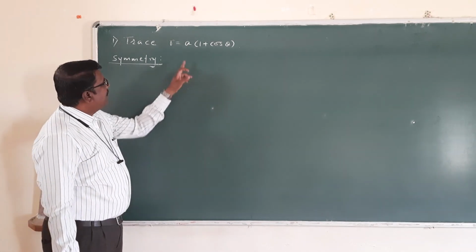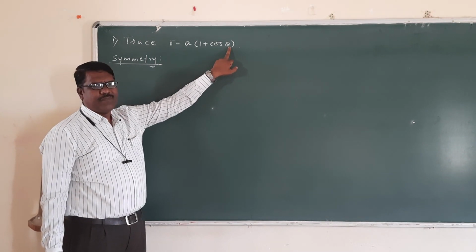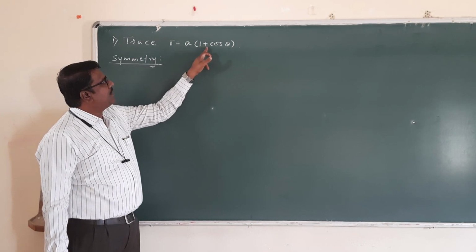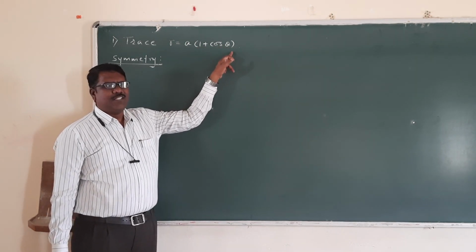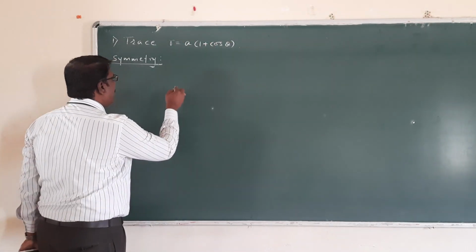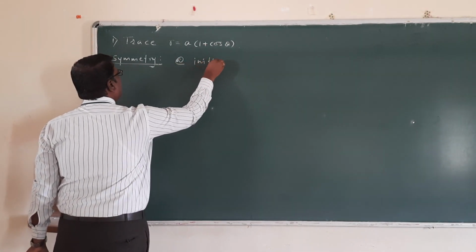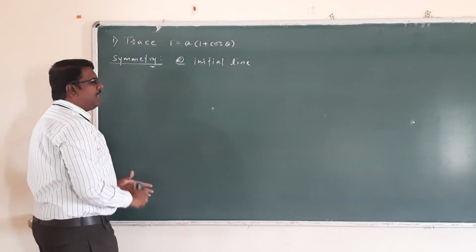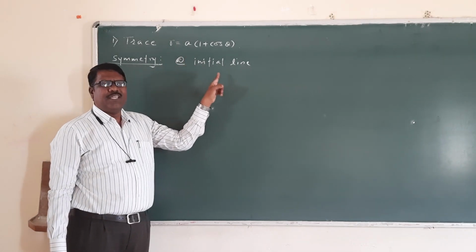Now here, if I replace θ by −θ, then what will happen? r = a(1 + cos(−θ)). But cos(−θ) is cos θ, so this equation will remain as it is. Therefore, this given curve is symmetric about the initial line. After replacing θ by −θ, the equation remains as it is, so the given curve is symmetric about the initial line.